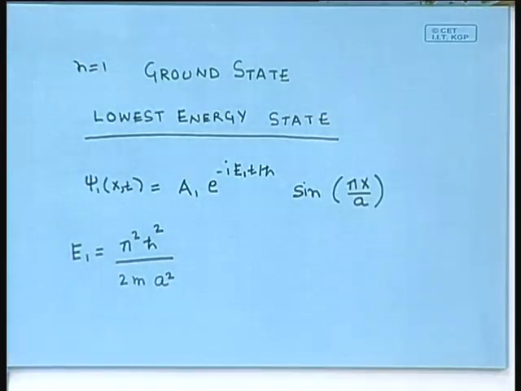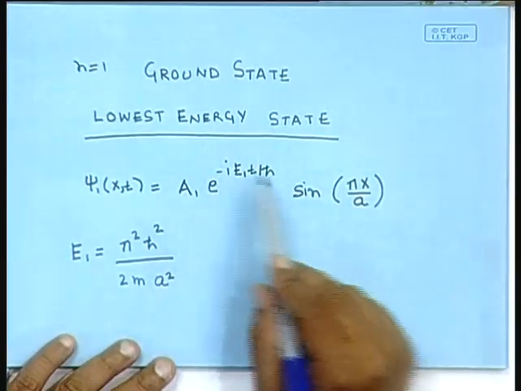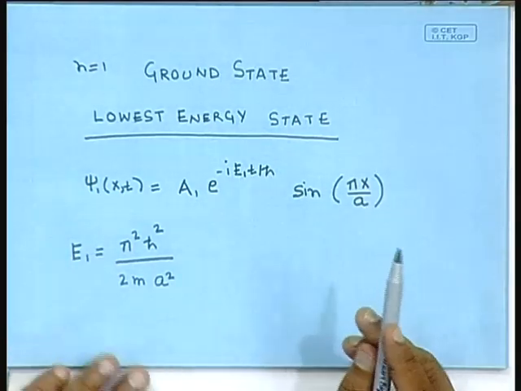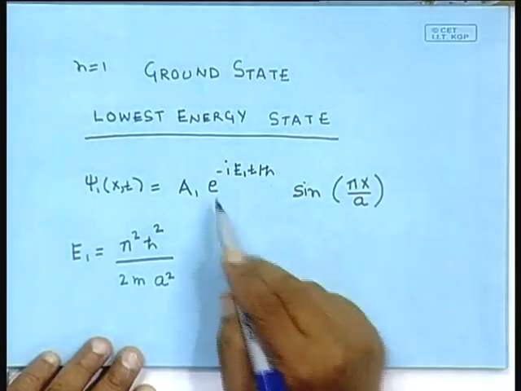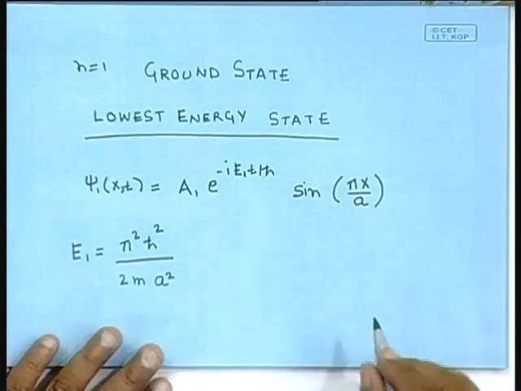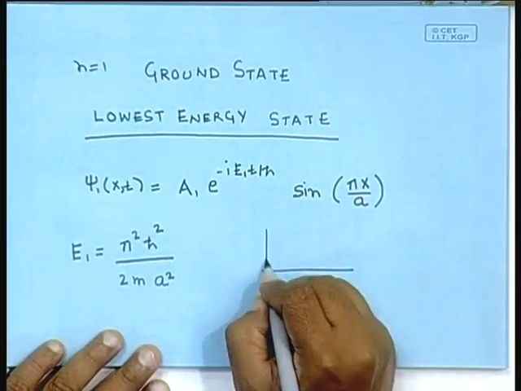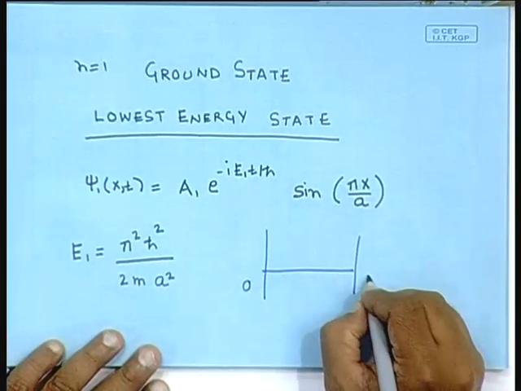What does this wave function look like? Let me draw the wave function. I am not going to draw this time dependent part. This time dependent part is an oscillation with angular frequency E1 by h cross. We have discussed this kind of oscillation in great detail through much of this course. I am going to just show you this part. This is the part which you have to remember, and it is the part that is of interest over here.